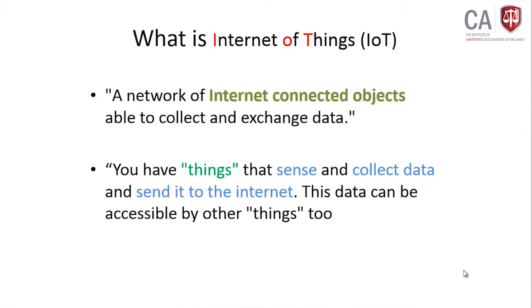Network of internet connected objects. Through the internet, everything is connected. Your laptop is connected to a printer and also to the internet, and through that you do some kind of work.